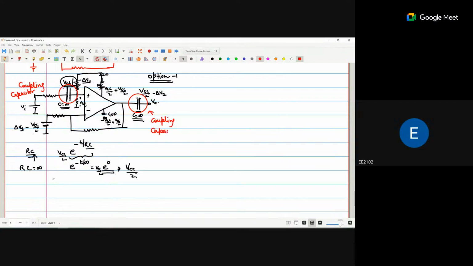Why coupling capacitor? Because this capacitor will couple the input signal into the input of the operational amplifier, and this particular capacitor will couple the output signal of the operational amplifier with another stage. You can connect that output with another circuit to control it. So basically the output of the first operational amplifier will be coupled into another stage, maybe a transistor or maybe one more operational amplifier. In between them we use the capacitor, so it is called the coupling capacitor.